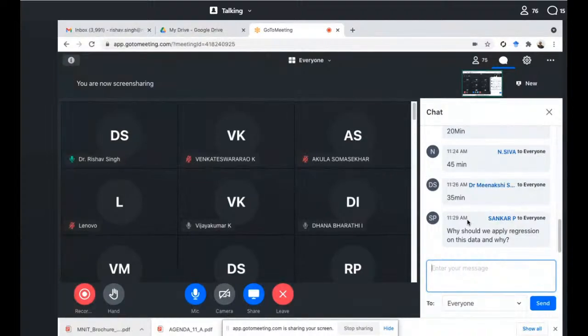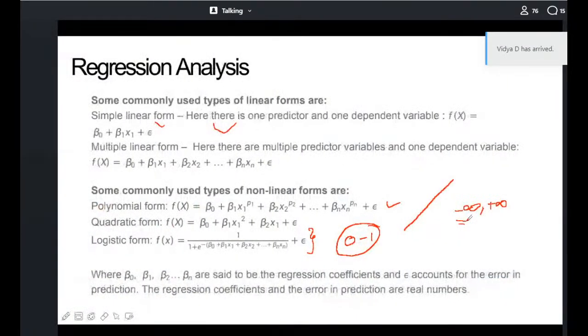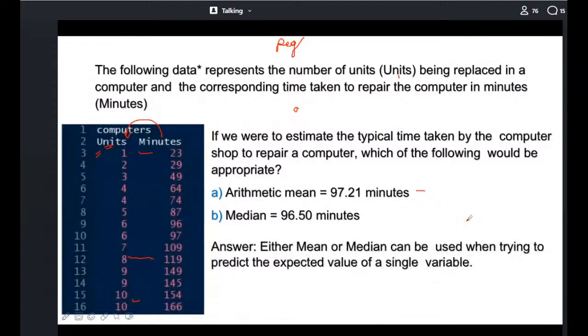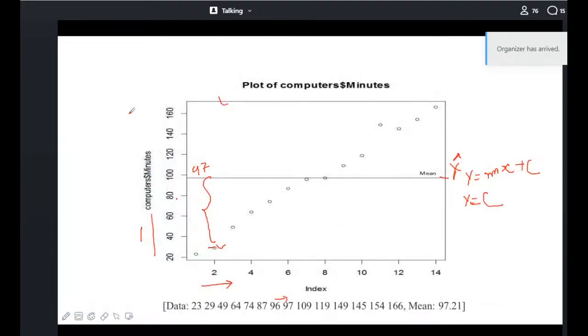Okay, there's a question: why should we apply regression on this data? Shankar, by looking at the data, we should be able to understand. Suppose you see over here, there is a chance that this minute might be dependent upon the units. I'm not sure on that. So for that, we went and we saw the scatter plot. In the scatter plot, we found that they are linearly dependent.